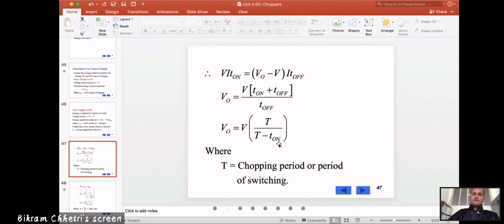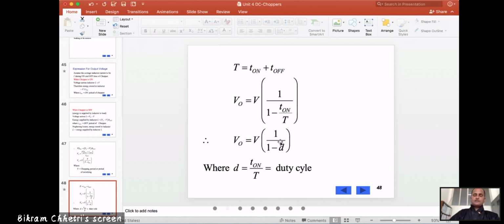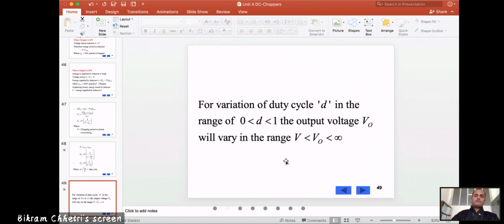So V naught will be equal to V1 divided by 1 minus D. So this is what they have followed. The variation of the duty cycle D in the range of 0 less than or equal to D less than or equal to 1, the output voltage V naught will vary in the range of V to infinity. So based on this equation, whatever we got in a step up chopper.